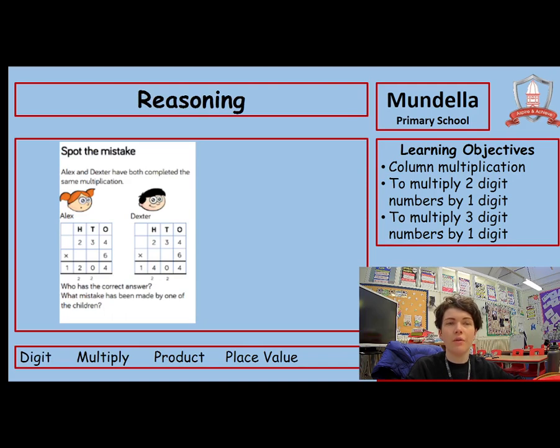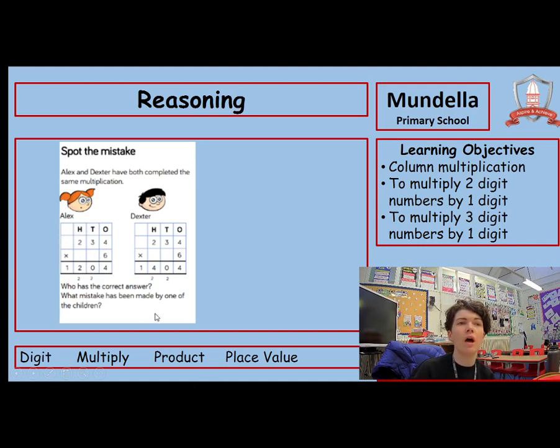Okay, so we're now going to have a go at some reasoning. In this example, we have a spot the mistake. Both Alex and Dexter have completed the same multiplication, and only one of them has the correct answer. What mistake has been made by one of the children? Well, my top tip for you here, when you're given a spot the mistake, is to work out the calculation yourself. So that means that you're going to have to write out the calculation and work it out yourself.